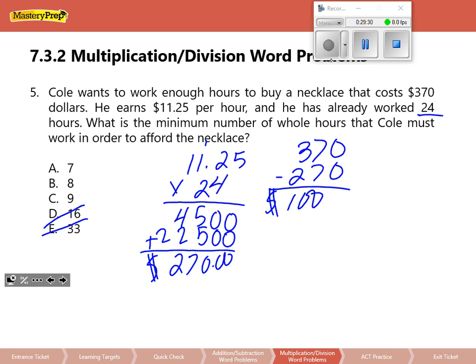It could be 9, because 11.25 times 9, 5, carry the 4, 18, 2, carry the 2, 9, 10, 11, 1, carry the 1, 9. That would be it, because if we drop another hour past 9 down to 8, that's going to be under $100, yes? So correct answer is C.